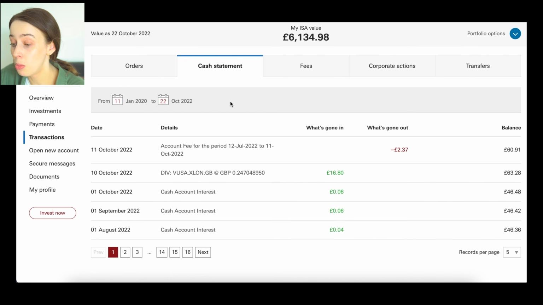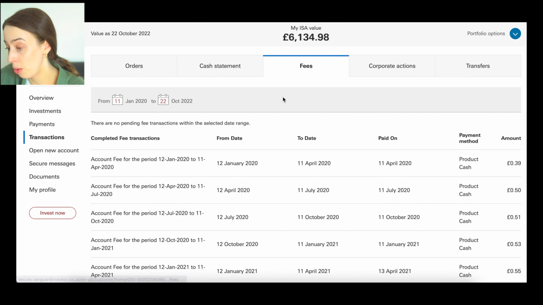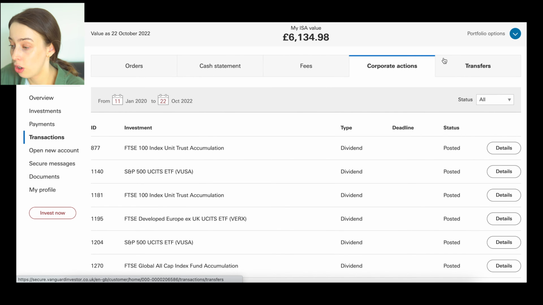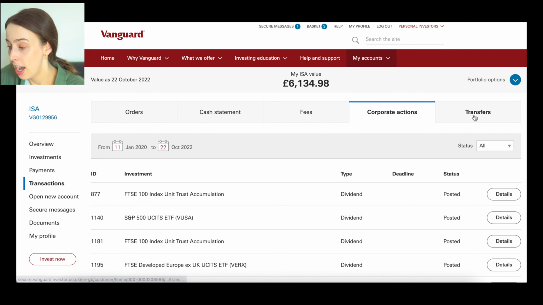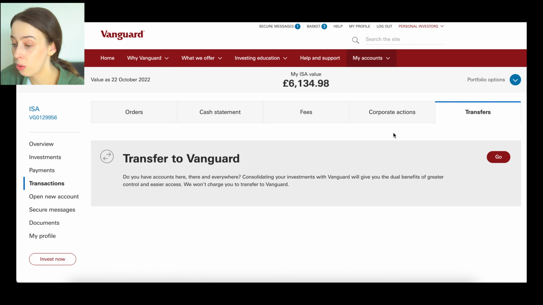The cash statement is a more detailed way for you to see any account fees, any interest and any dividends on the account. Again, they specify exactly what's come in and what's gone out and the remaining balance after that. Fees speaks for itself, any fees that you've paid on the account. And you've got these 2 other sections here, which I don't really use, but it gives more information about dividends. So you can open the details and stuff like that. As you can see, mine are all dividends here. And transfers, again, if you want to transfer to Vanguard from another platform.